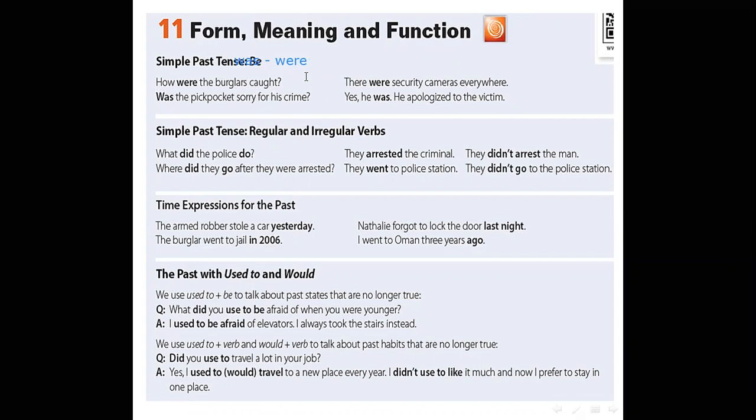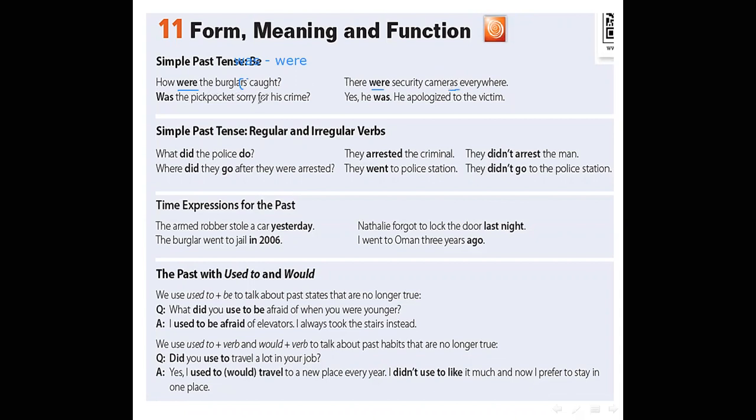For example, how were the pilgrims caught? Here we use were. Why? Because the subject is plural. Okay, this is a question, so we use verb to be before the subject. There were security cameras everywhere. There were. Here it's a sentence, so we use subject, then verb to be. And we use were because the subject here also is plural.